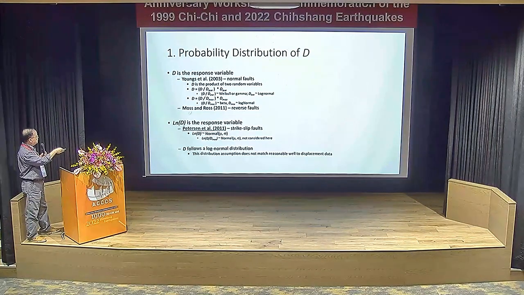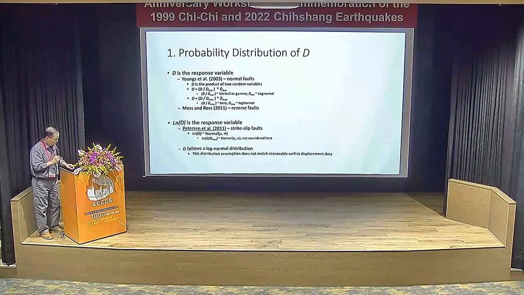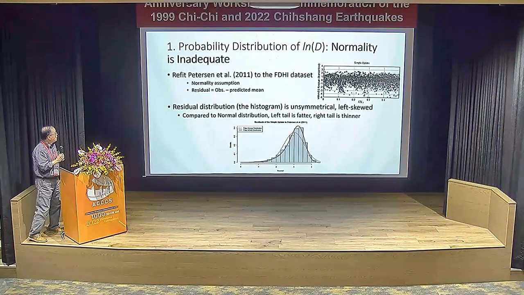A similar thing was done in the Moss and Ross study for reverse earthquakes. But in Peterson et al., instead of using D as the response variable, they use log D as the response variable, and they assume that log D is distributed as a normal distribution. I will show you later that this assumption doesn't fit the data really well, so we have to make some changes.